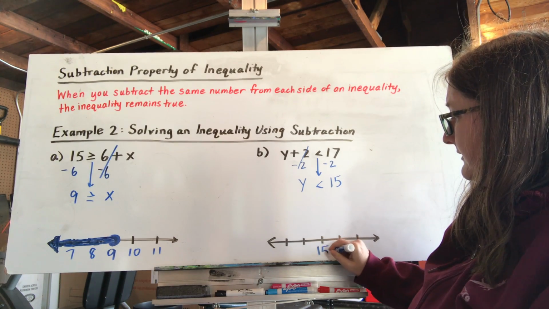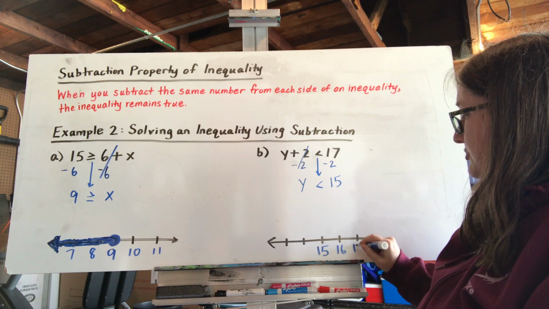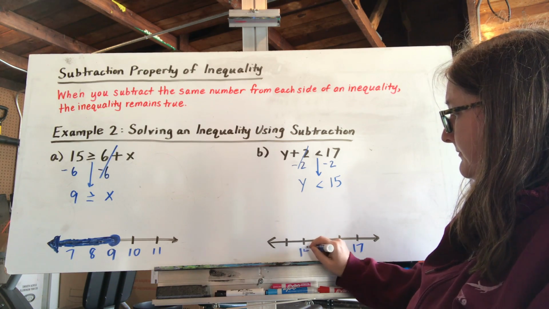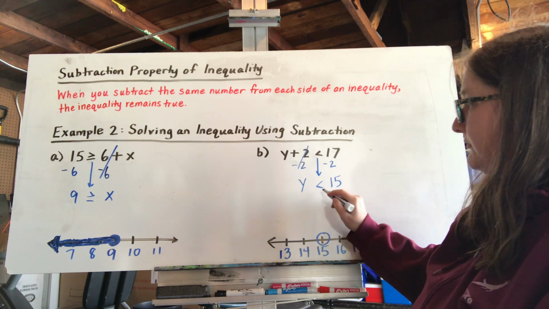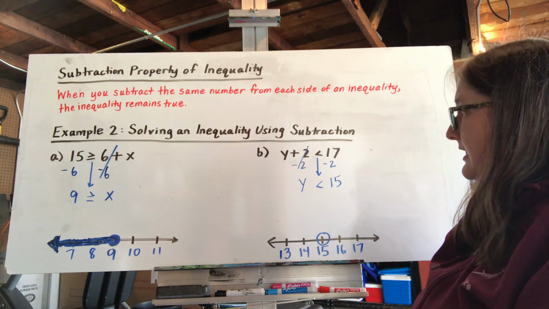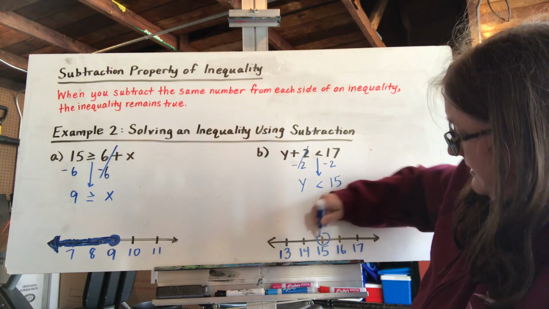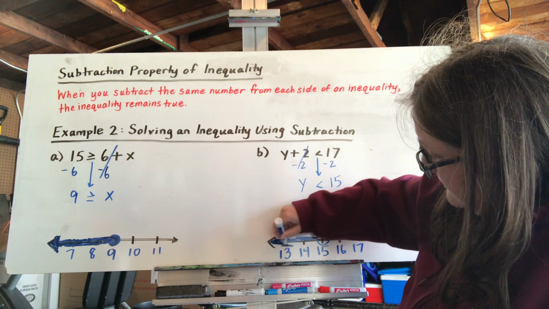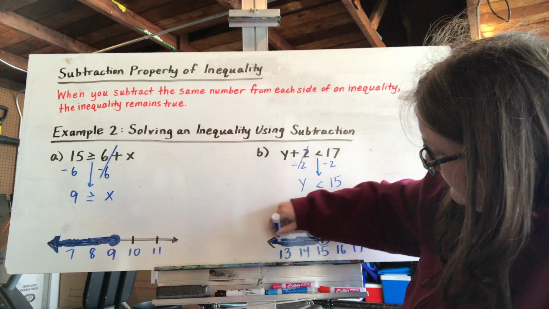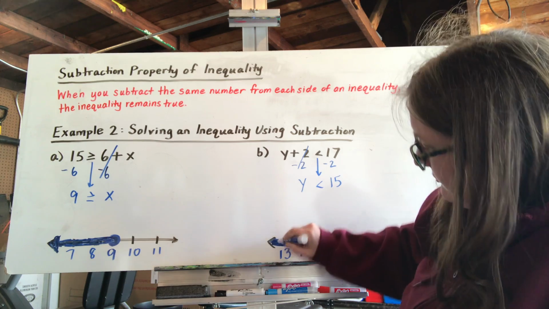So 15 is the number I'm comparing to. Make sure that one's on your number line. And 15 is where my circle is going to go. This time it will be an open circle. I don't see an equal sign there. And it says y is less than 15. So again, less than goes to the left. 13 and 14 are less than 15. So everything this direction gets shaded.